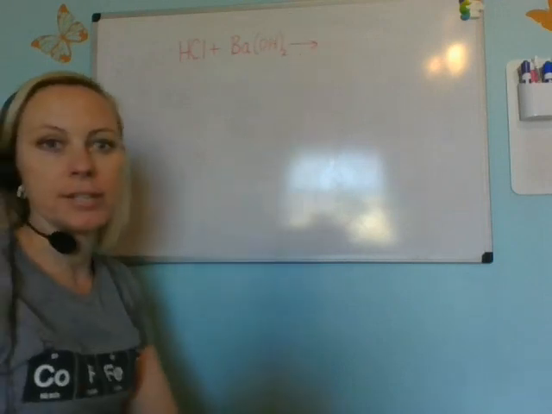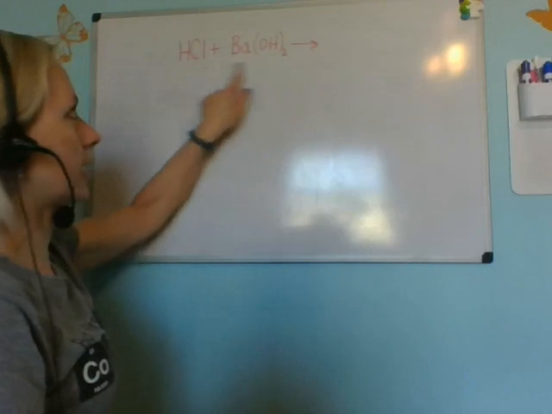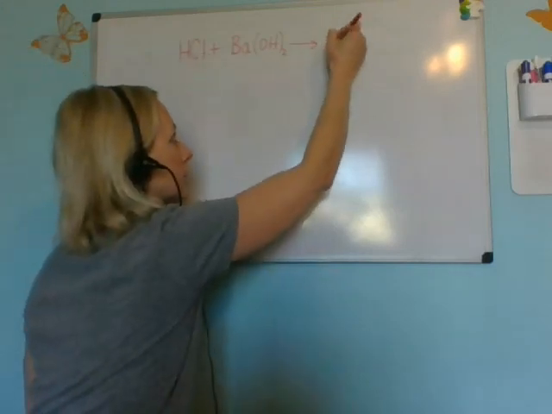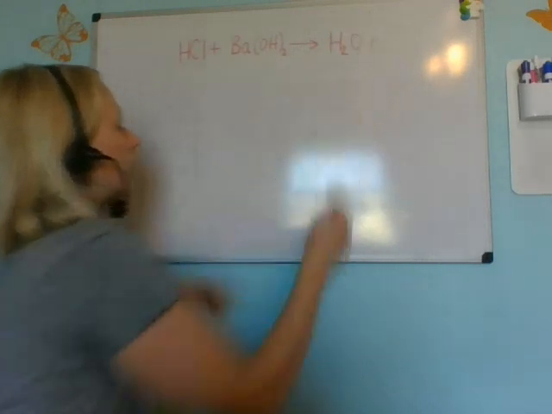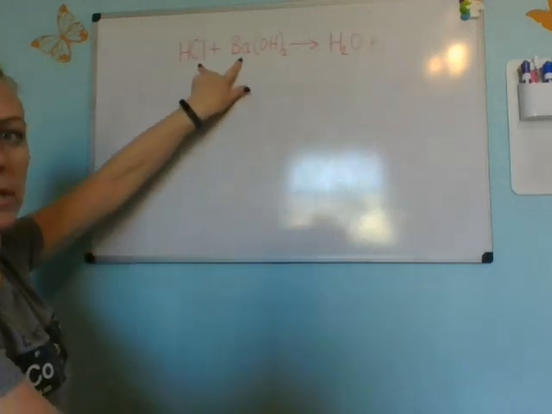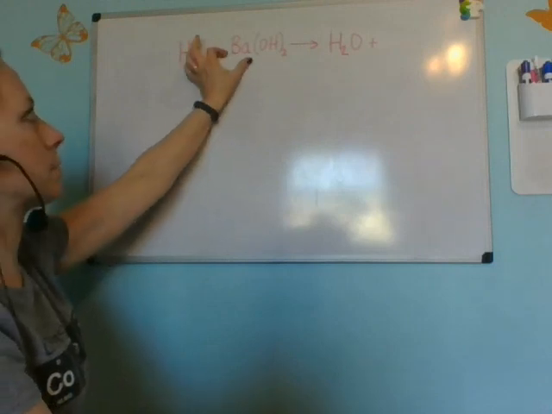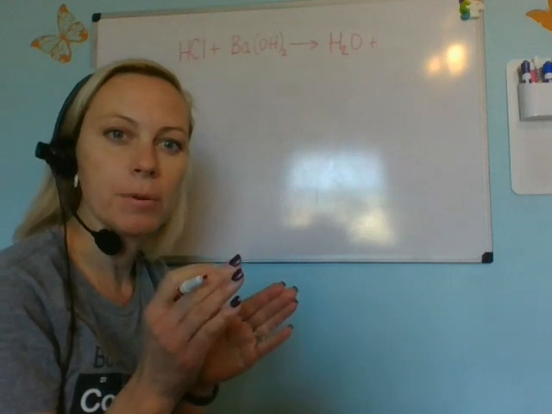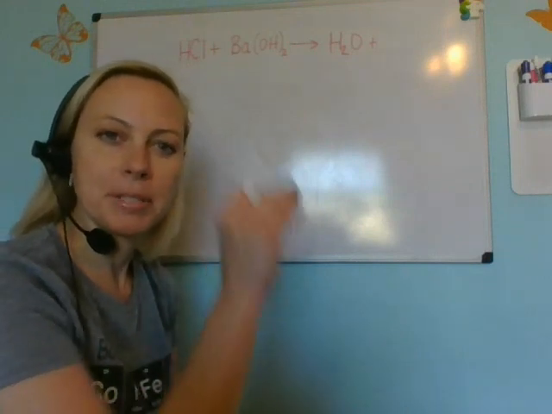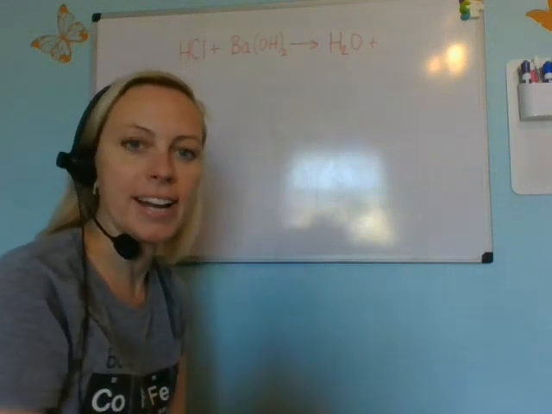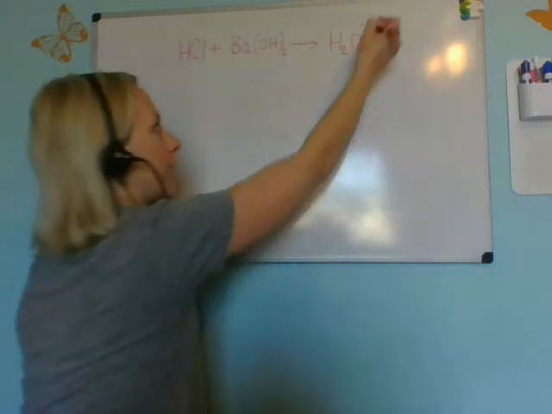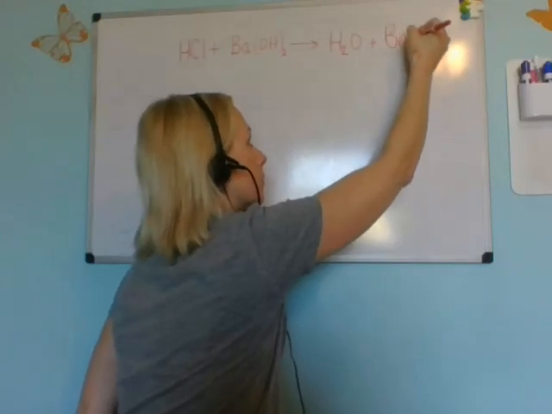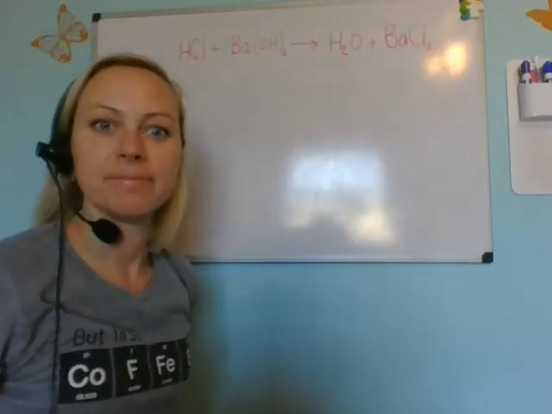So that would then yield, in our acid-base, we have an acid and a base. So one of our products would be water, HOH or H2O. And our other product would be our salt. Our barium is written first because it's positive and chlorine is written second. However, we have to consider how we write the barium chloride. Barium has a +2 charge. Chlorine has a -1. So our final product would be barium chloride.